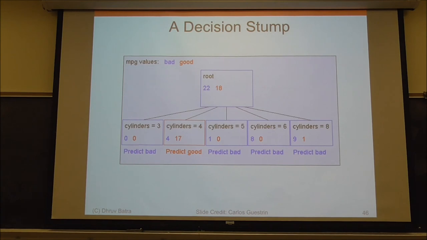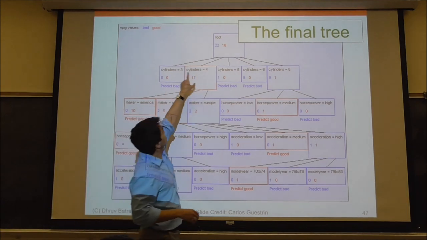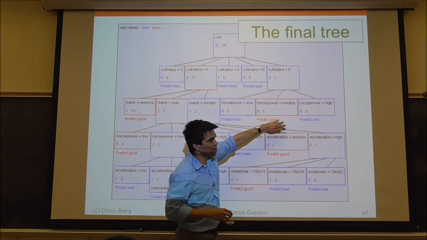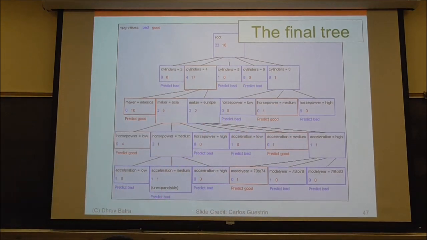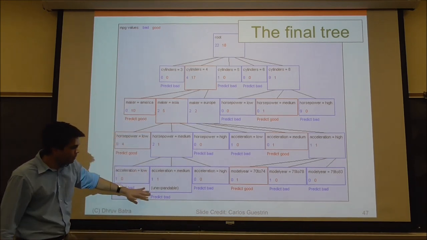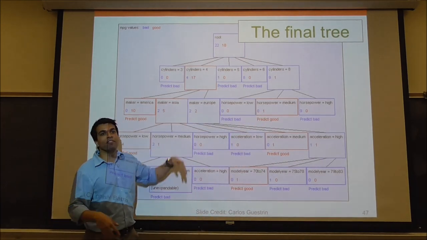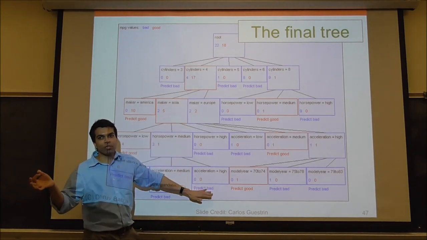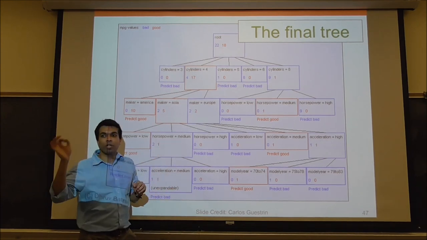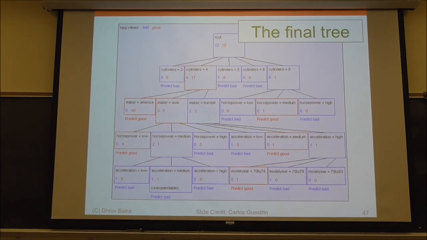So this is a stump, this is one node. And you can generalize this idea into an entire tree. You pick cylinders first and branch on that. Then you pick here horsepower and you branch on that. And you pick something else and you branch on that, something else and you branch on that. At the very end, the things that don't have any children are the leaf nodes. Everything else is an internal node. Leaf nodes actually make predictions. Internal nodes just do branching. In this restricted setup, the internal nodes only get to touch one feature. Does that make sense? So this is formally a decision tree.